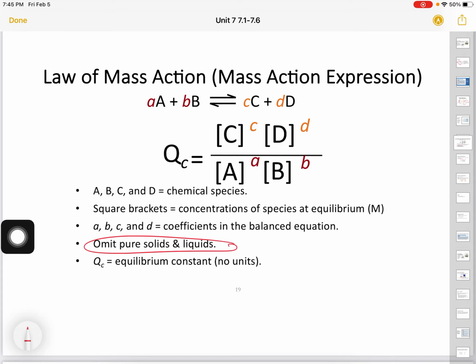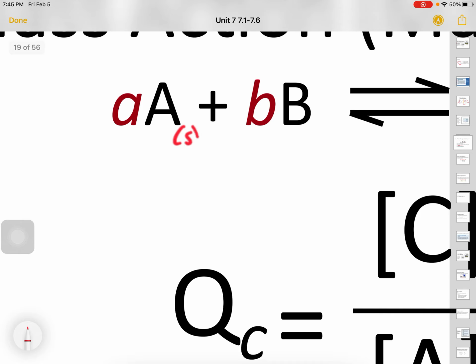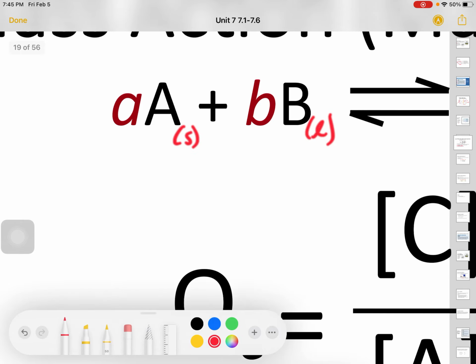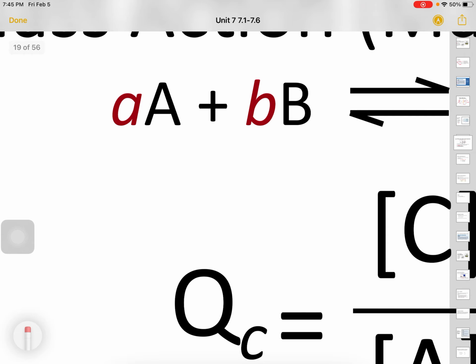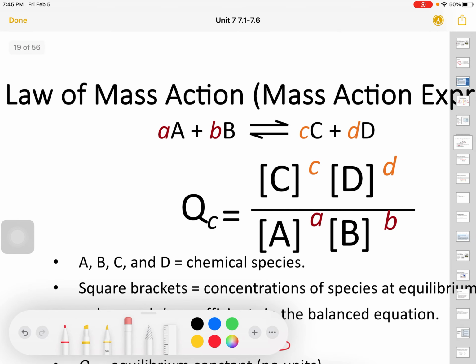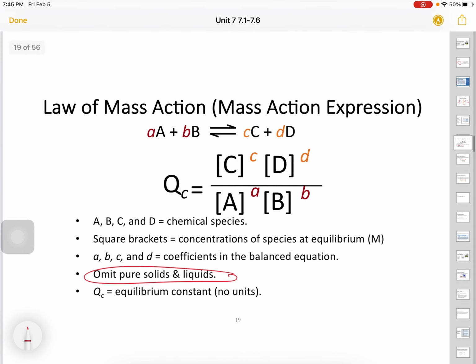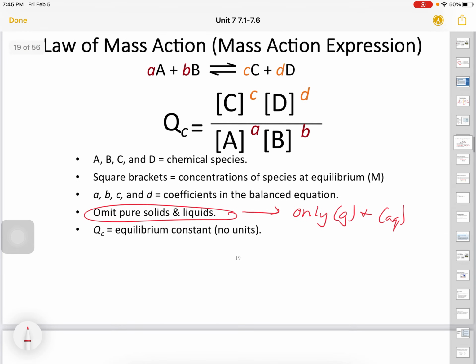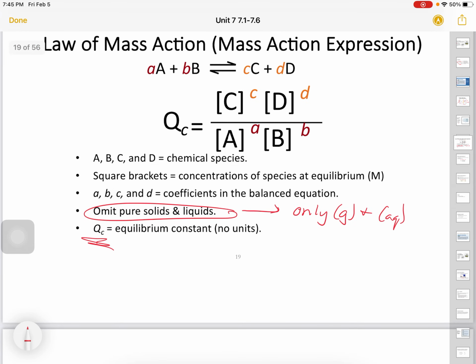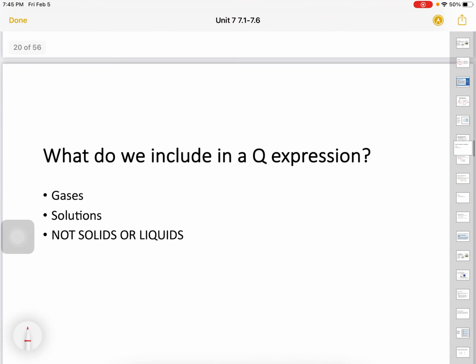You will omit solids and liquids. So if you see a little S after something, or if you see a little L, it does not get included in the expression. Only gases and solutions are included in a mass action expression. And that Q reaction quotient will not have any units, because the units get way too complicated once you start raising it to different powers. There's no unit. Rate constant has a unit, Q does not.